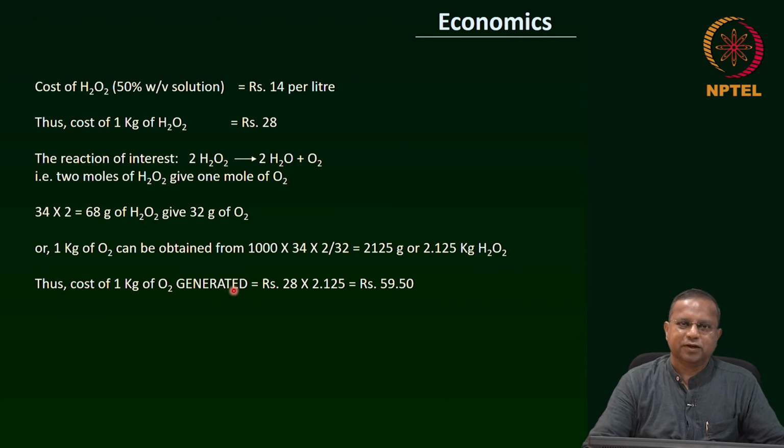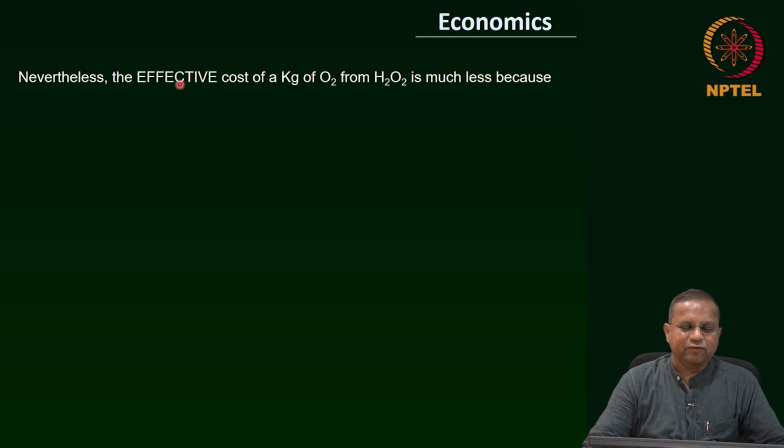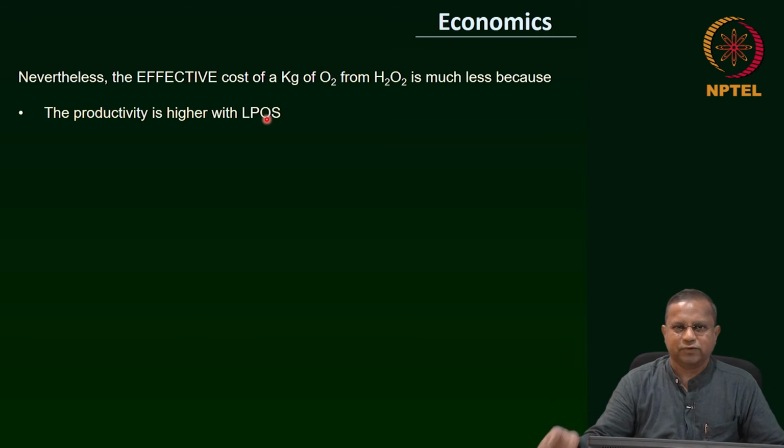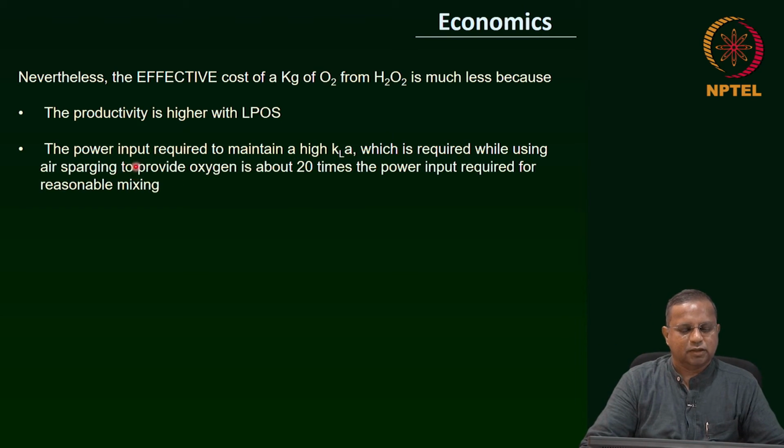But that is not a fair comparison. The effective cost of a kg of oxygen from hydrogen peroxide is much less, because the productivity is higher with LPOS, as we have already seen. We had shown that in 15 systems by that time. The power input required to maintain high KLa, remember volumetric mass transfer coefficient, which is required while using air sparging to provide oxygen, is about 20 times the power input required for reasonable mixing. So, the power requirement is far less, the power costs are less.